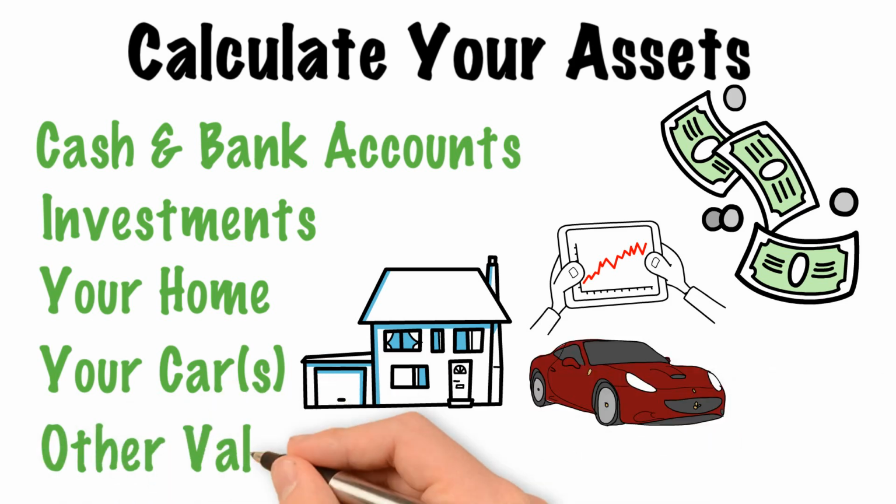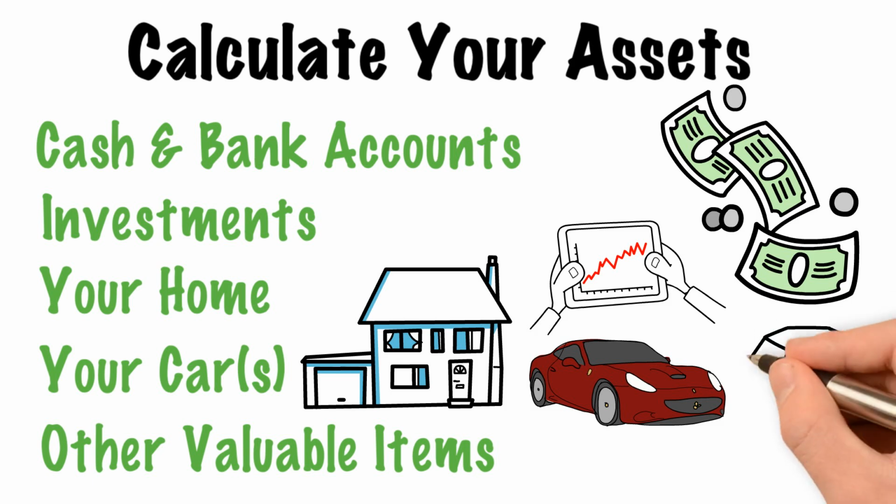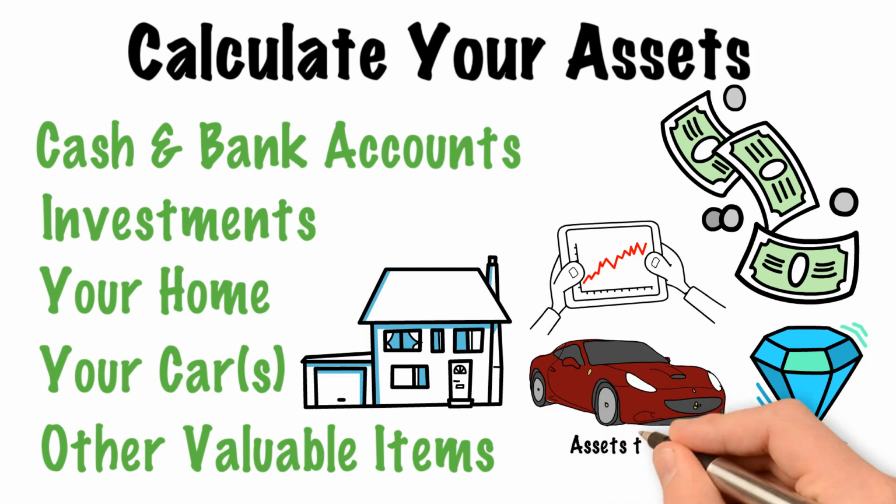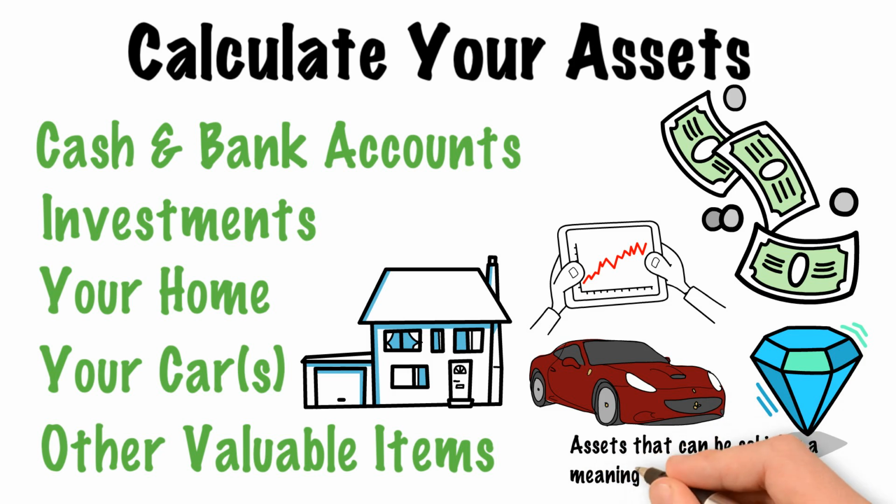And finally, any other valuable items that you own. This would include things like jewelry and collectibles, anything that holds real value. Now, don't get carried away adding every single thing that you own, your furniture, your couch, your TV, your clothing. These things are probably not going to count unless they're rare or particularly valuable for some reason. Focus on assets that can actually be sold for a meaningful amount of money. So total up everything here and you'll have a number for your assets. And put that number aside.